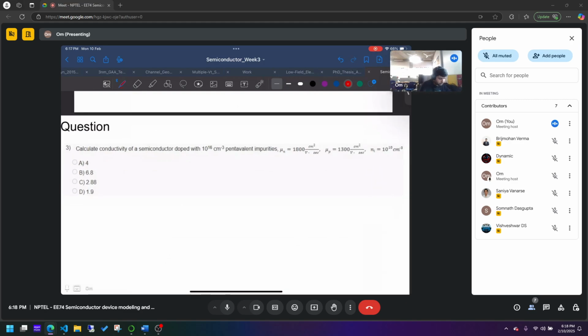The next question is to calculate the conductivity of a semiconductor doped with 10 to the power 16 per centimeter cube of pentavalent impurities. The mobilities mu n and mu p are given, and the intrinsic carrier concentration Ni is also given. So attempt this, then we'll solve it.